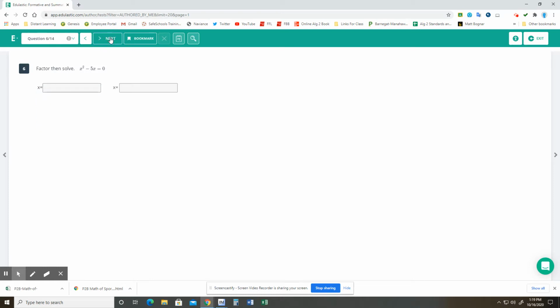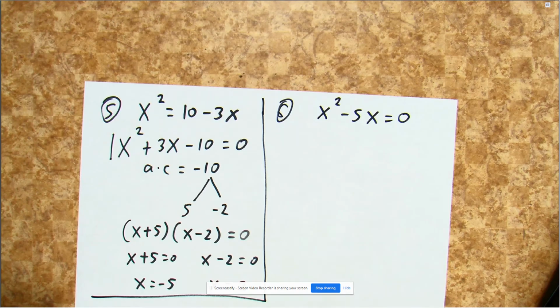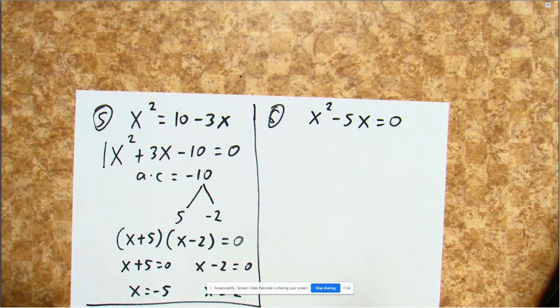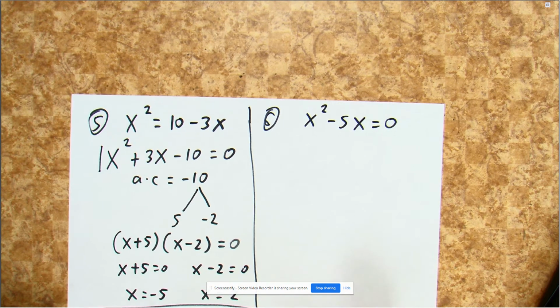For number 6, they wanted you to factor and solve. Now, obviously, there's no work that you could show me on this. You could solve this any number of ways, but I am going to follow the directions and factor it, and then you'd have to type in the answers. There's no C value. You have to assume that your C value is a 0.